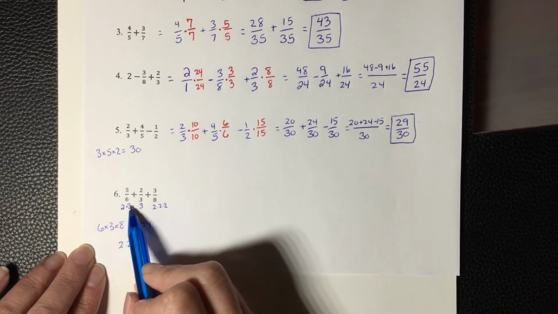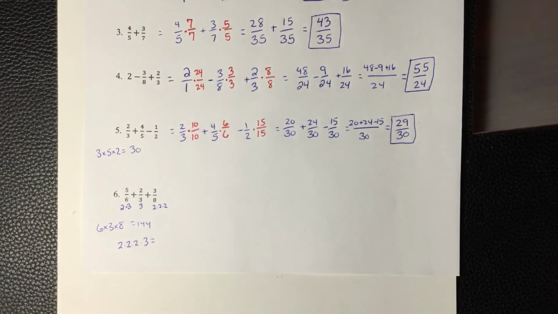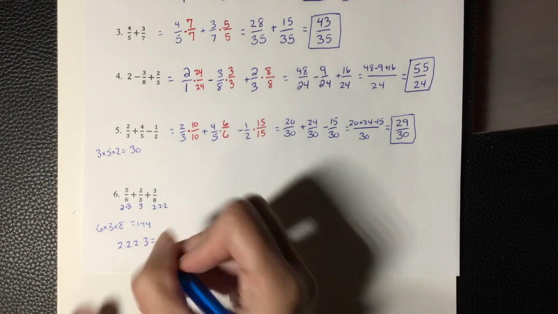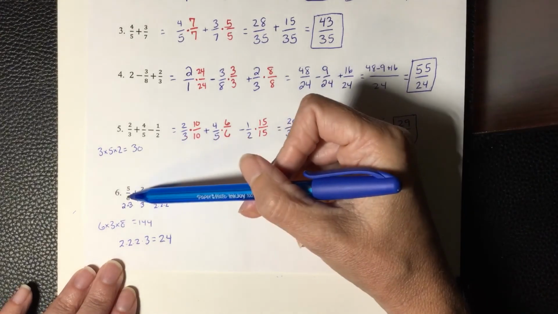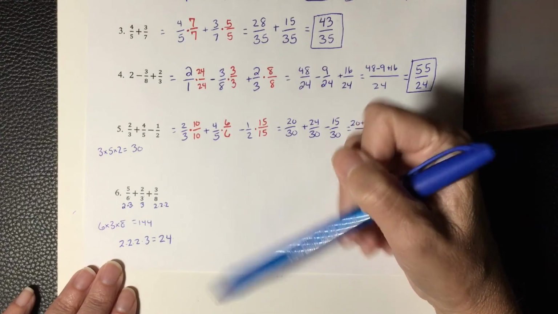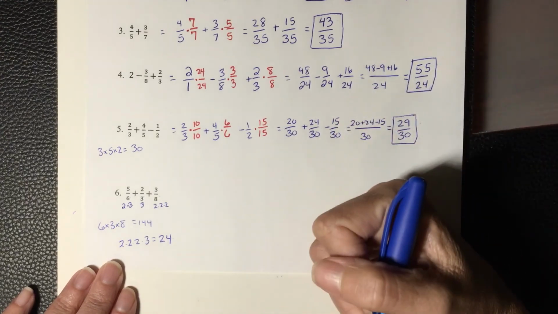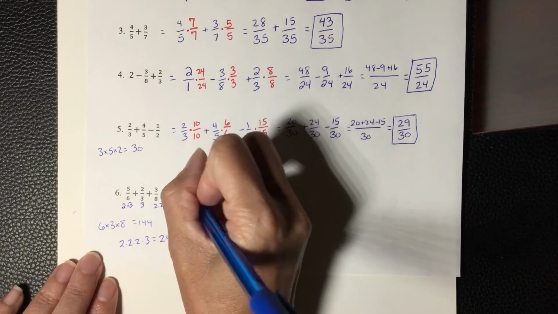And then each of these have 1 3, so I'm going to try just 1 3. So I'm going to grab all of those numbers and multiply them together, and that's going to give me 24. So 6 times 4 would give me 24. 3 times 8 would give me 24, and 8 times 3 would give me 24. So it looks like 24 will be the best common denominator to use.